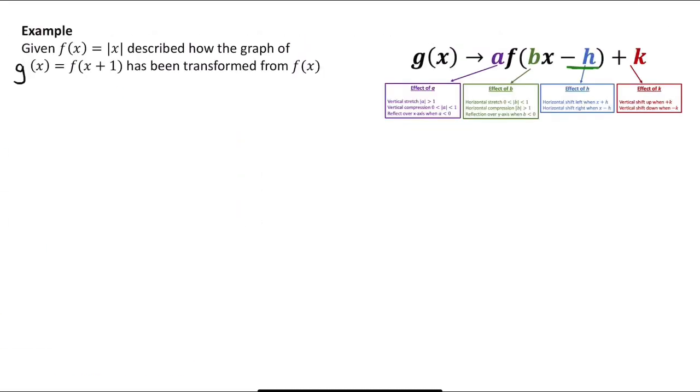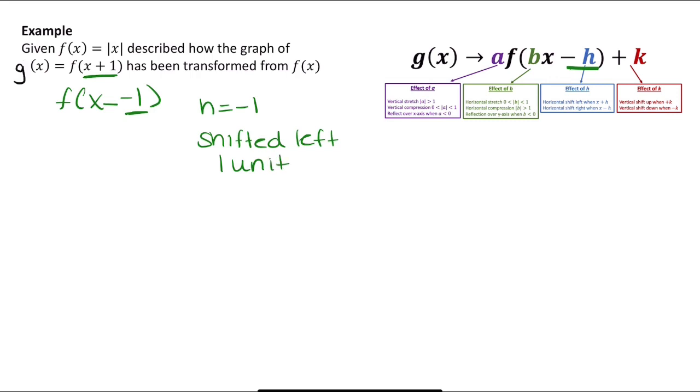Now let's try this example. Given f of x equals the absolute value of x, let's describe how the graph of g of x equals f of x plus 1 has been transformed from f of x. Notice what happens here is we have a transformation in the input. We have a value of h that's changing our function, and it's written in terms of x minus h. So we can rewrite this as f of x minus negative 1, which means our h is equal to negative 1. When h is negative 1, it's going to be shifted to the left 1 unit. And like I said before, you do want to graph in Desmos to verify these transformations.